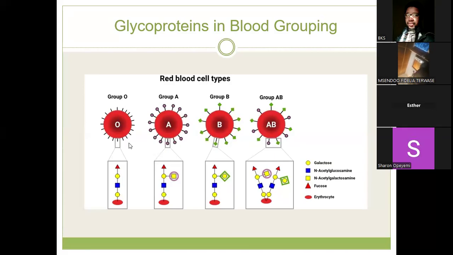But there are some individuals that on their red blood cells, apart from this set of monosaccharides found on the red blood cells, in addition, on galactose, have N-acetylgalactosamine attached to the galactose here. In O, they don't have anything. But in blood group A, they have on their galactose another sugar called N-acetylgalactosamine. So those individuals are considered as group A.